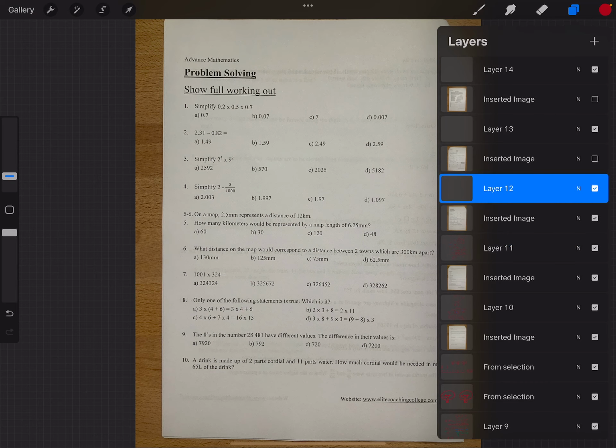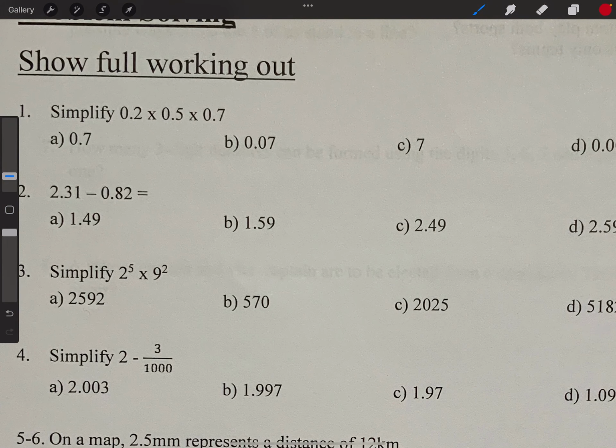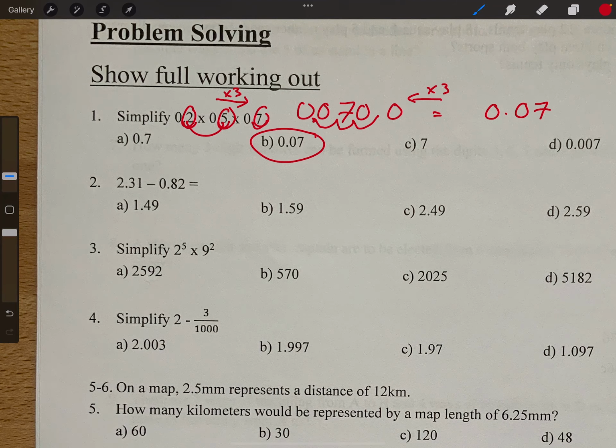Oh my god, how many pages are there? There's so many. Alright, what is this? It says simplify. So I'm going to move the decimal place to the right 1, 2, 3 times. So the answer, I have to move it back 3 times. What's 2 times 5 times 7? 2 times 5 is 10. 10 times 7 is 70. 70.0. Let's put in some zeros. Now let's move it back 3 times. 1, 2, 3. The answer is going to be 0.07. So that means this is B.